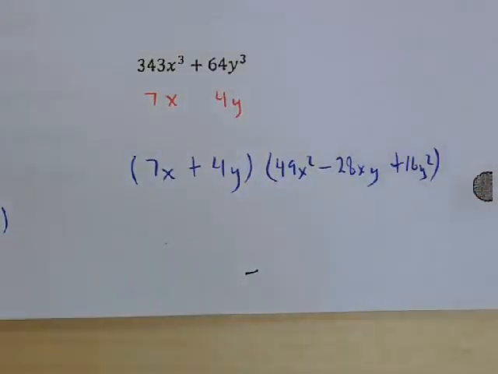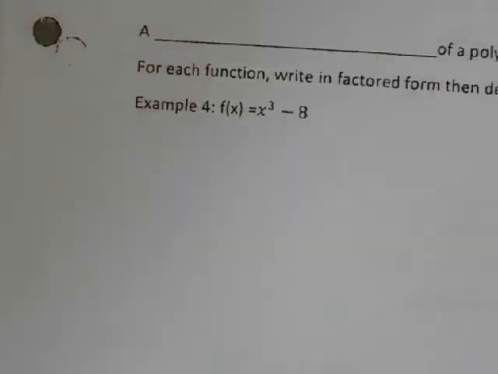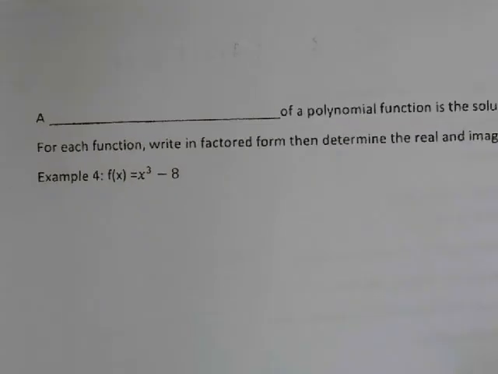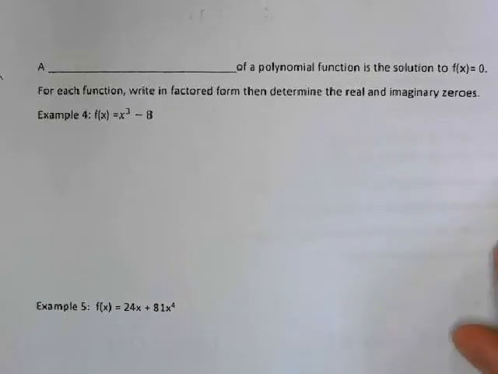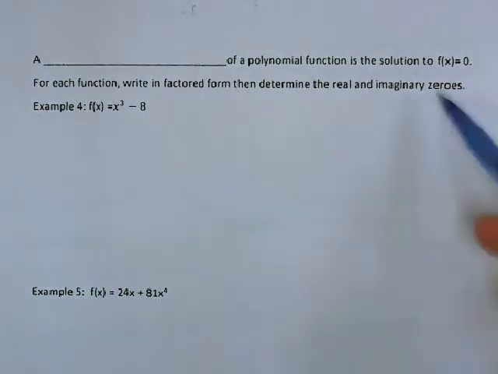Okay? So there is our first page. Let's just go right along to the second page. Keep this to one video today. All right. On the back, got to fill in a blank here. So it says a blank of a polynomial function is the solution to f of x equals 0.